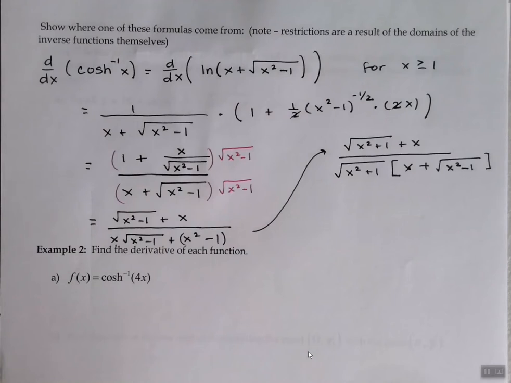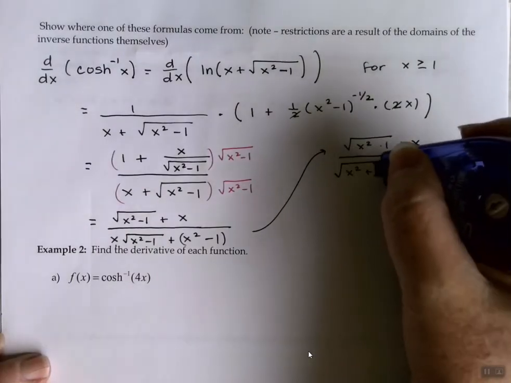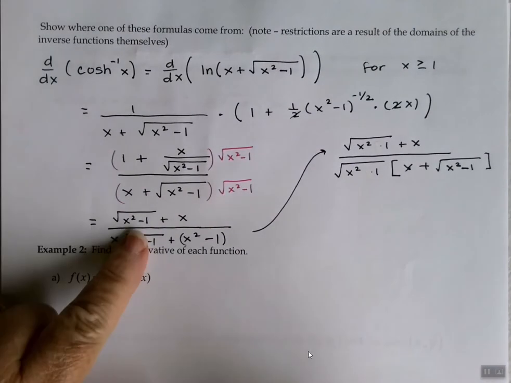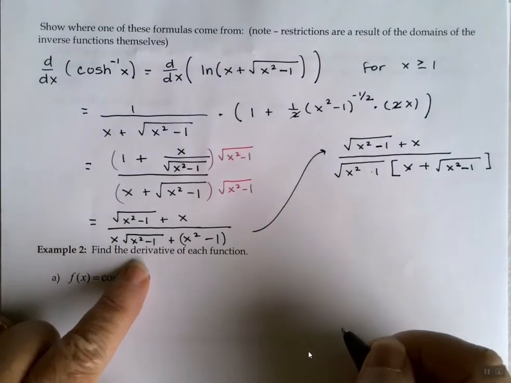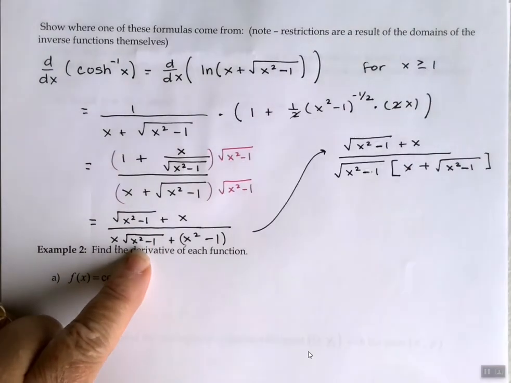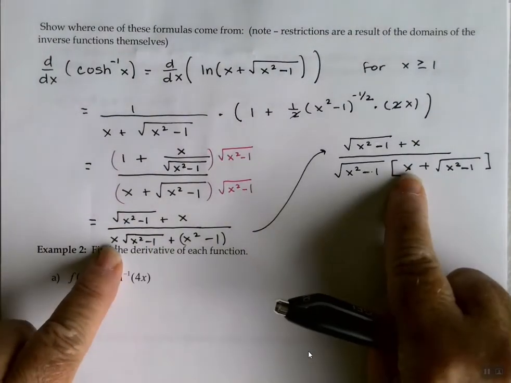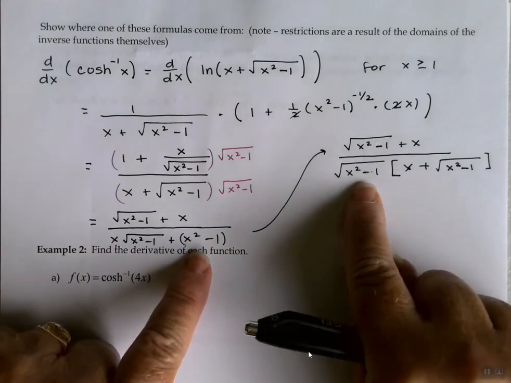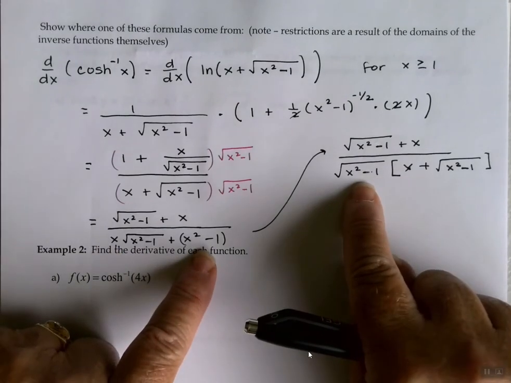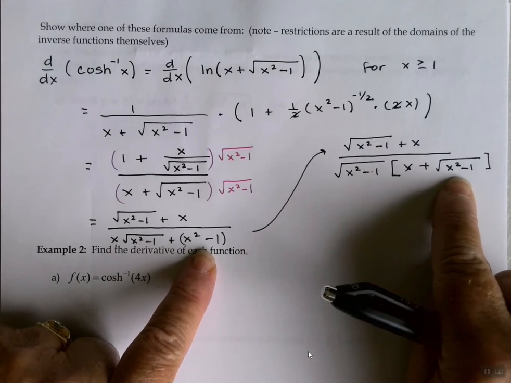I just wrote pluses instead of minuses. Goodness. Let me fix that. That was x squared minus 1. And I'm factoring out the square root of x squared minus 1, leaving us that x, and then dividing that by its own square root leaves the other square root.